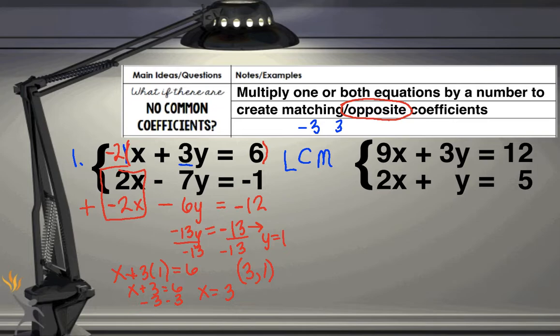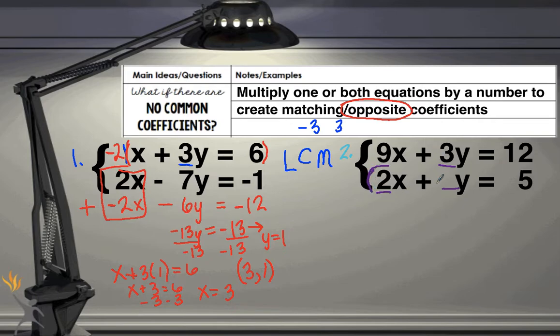Let's take a look at another equation, just like this. This is number 2 in your notes. This time I'm going to look at my two equations. Again, I've got 9 and I've got 2, and I've got 3 and I've got 1. My lowest common multiple of 9 and 2 is 18, my lowest common multiple of 3 and 1 is 3. So that's the one I'm going to choose to multiply.